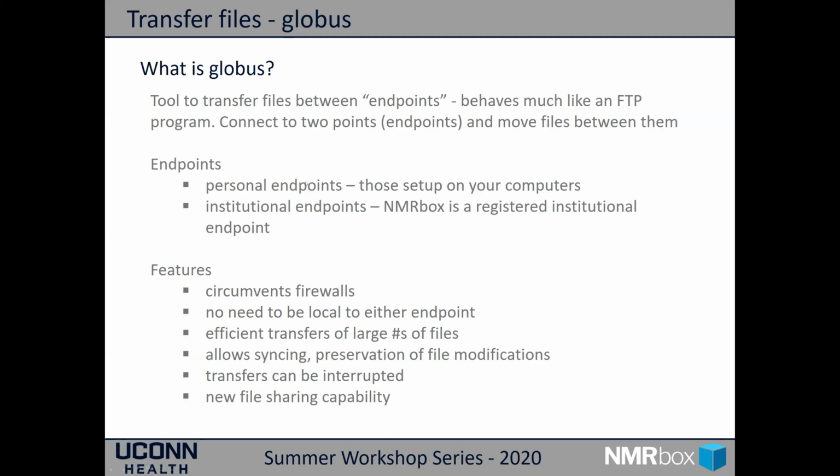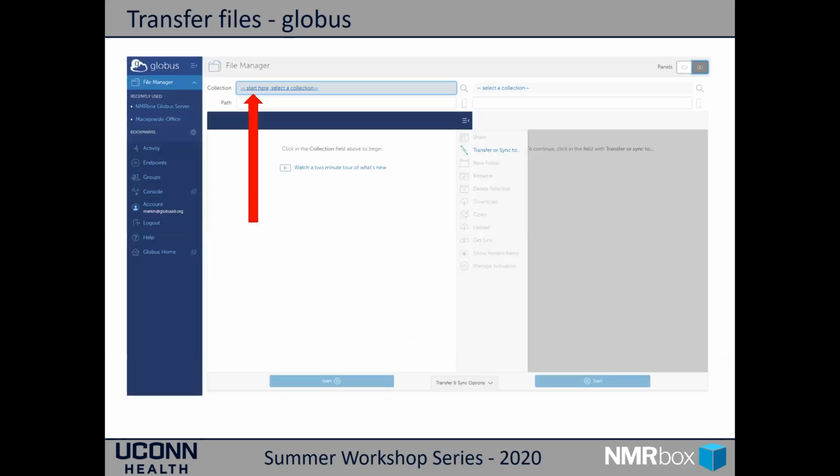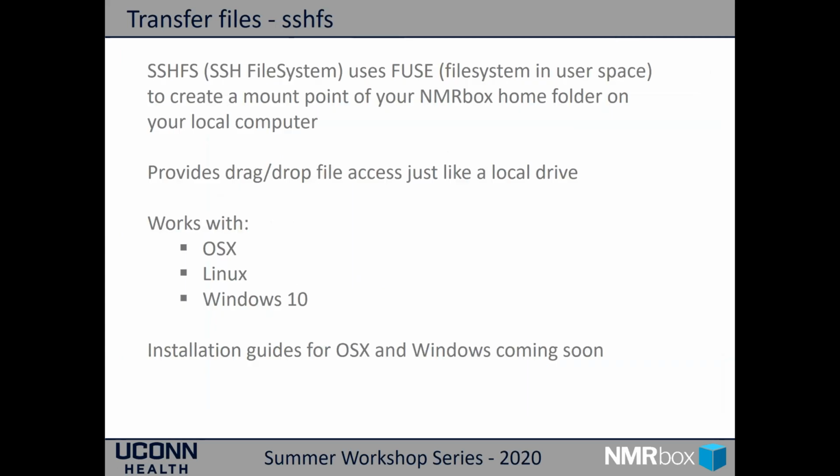For setting up, you can set up personal endpoints, which is just installing a little Globus application on your Mac or your Windows computer. And then NMRbox is already registered as an institutional endpoint. So if you just type NMRbox in Globus when you're doing the transfer, it will just find it. Then you will authenticate with your NMRbox username and password, and then you can do file transfers. Here are a few slides that you can go through on your own that take you through the process of setting things up and doing a transfer.